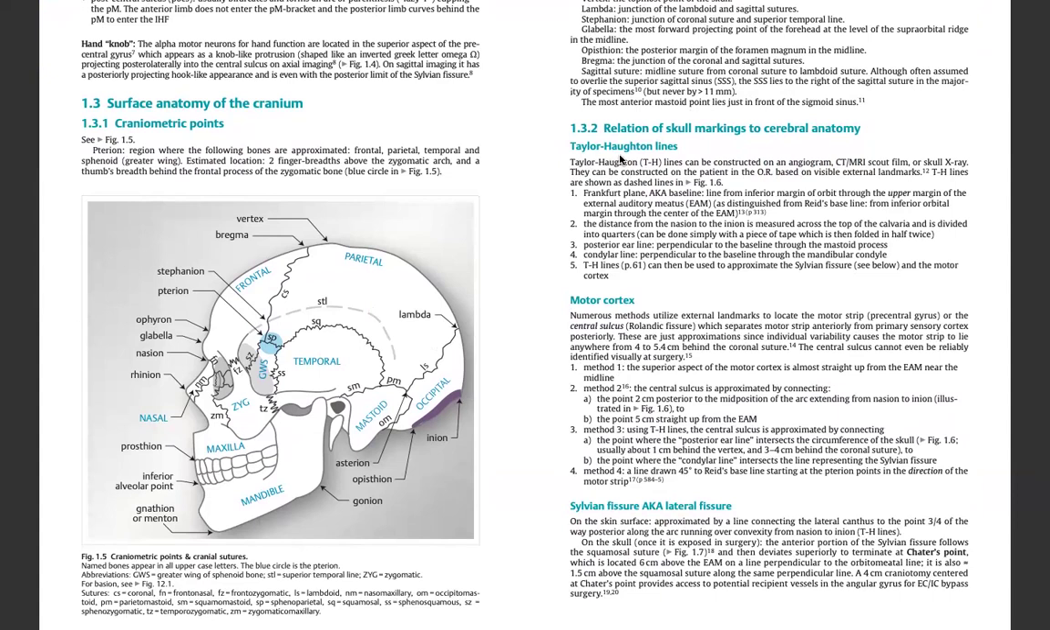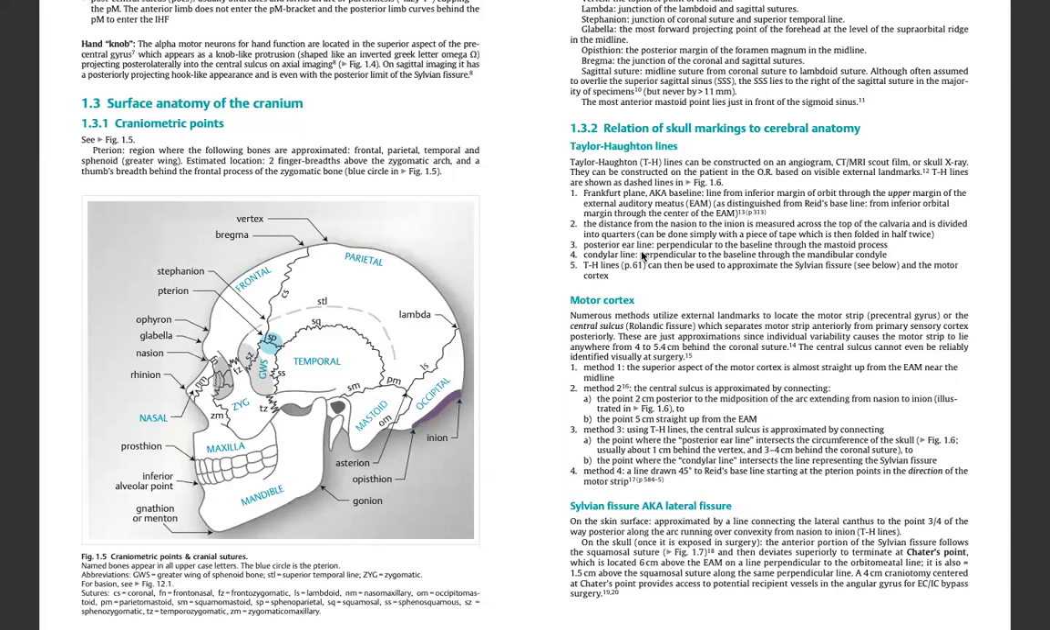The other craniometric points in relation to the cerebral anatomy. First is the Taylor-Haughton line. There are certain lines that can be drawn on your images that can help you give a rough estimate of the location of certain parts of the cerebrum. Some of the lines include the Sylvian fissure and how to get it, the motor cortex and how to estimate its location, and a lot of other things. Some of those lines, for example this Taylor-Haughton line, can be constructed on a CT, MRI, skull X-ray, or even an injury.